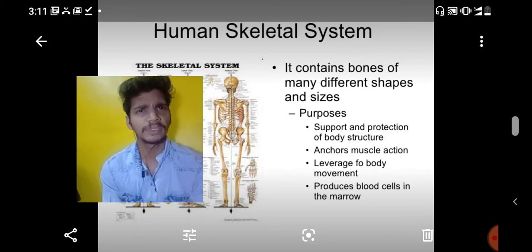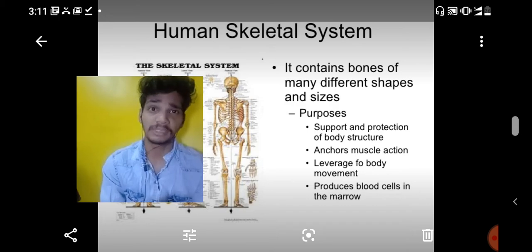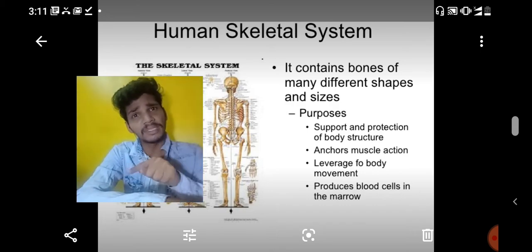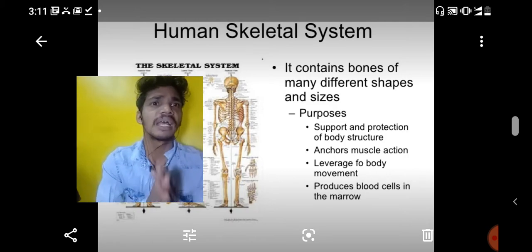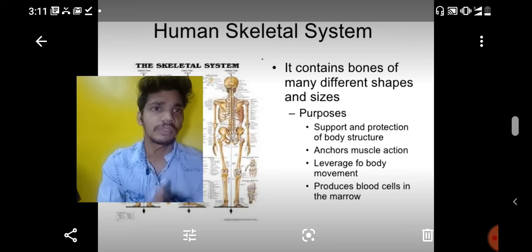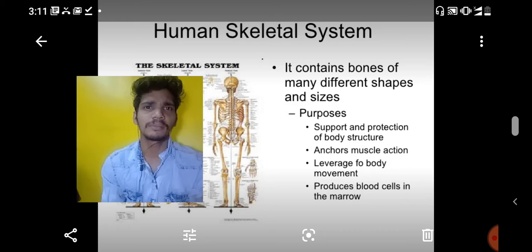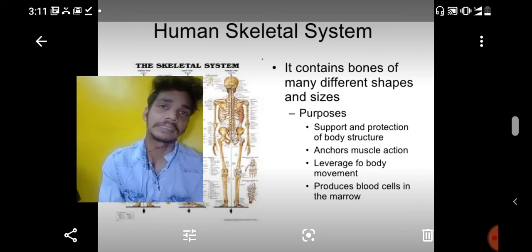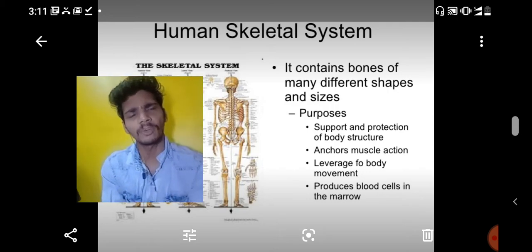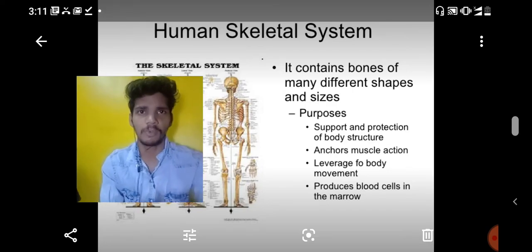The purpose of the human skeletal system is, first, support and protection of the body structures. It anchors the muscle actions, because on the bone there is a muscle and it sticks on the bone, so bone has to be very strong. It supports and anchors, and provides leverage for body movements. The bony skeleton is a major thing, important in locomotion. Then it produces blood cells in the bone marrow. We should know that bone marrow is where RBC and WBC are formed. So the human skeletal system is very important here.